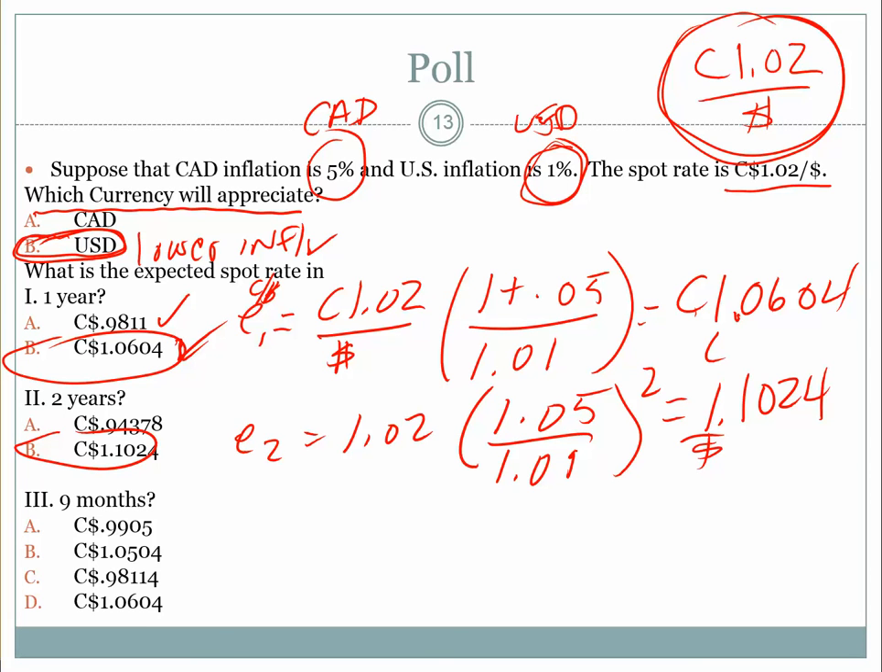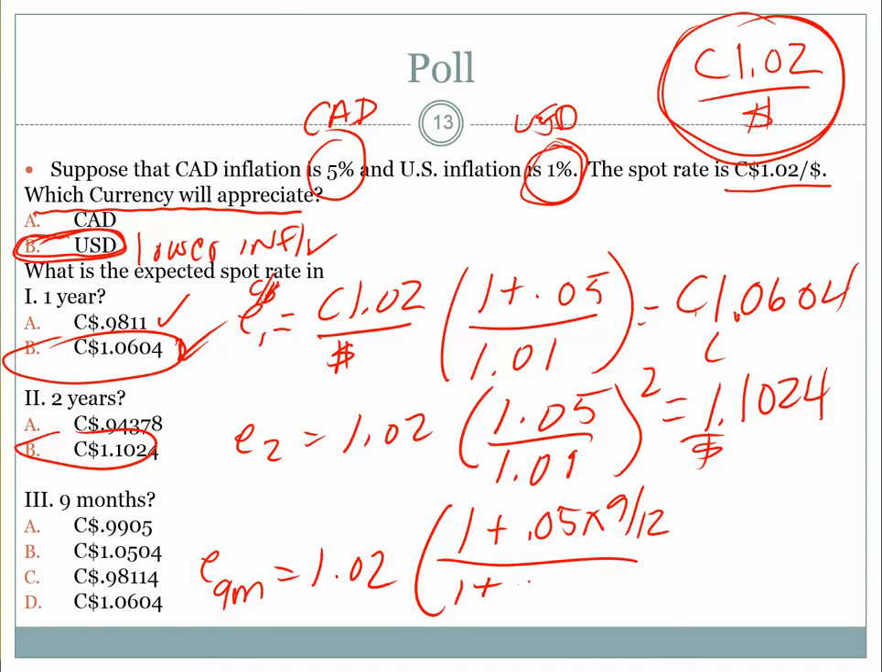And lastly, what would the exchange rate be in 9 months if the annualized inflations were 5 and 1? I'll just take my spot price and just get 9 months worth of inflation. Make sure that you apply the 9/12 to just the exchange rate, and you get 105.